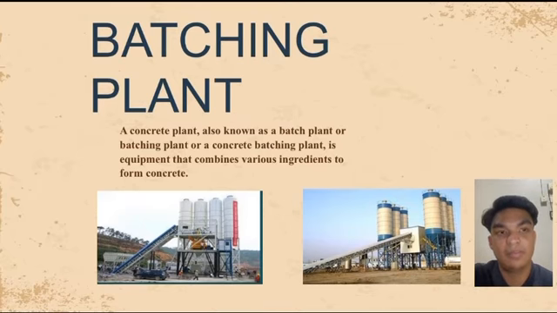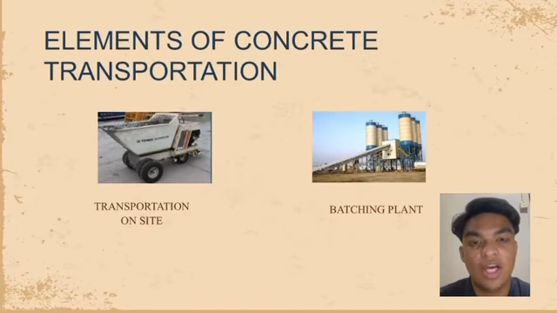A batching plant. A concrete plant, also known as a batch plant or concrete batching plant, is equipment that combines various ingredients to form concrete. Right now I want to talk about elements of concrete transportation: batching plant and transportation on site. First, I want to talk about batching plants.